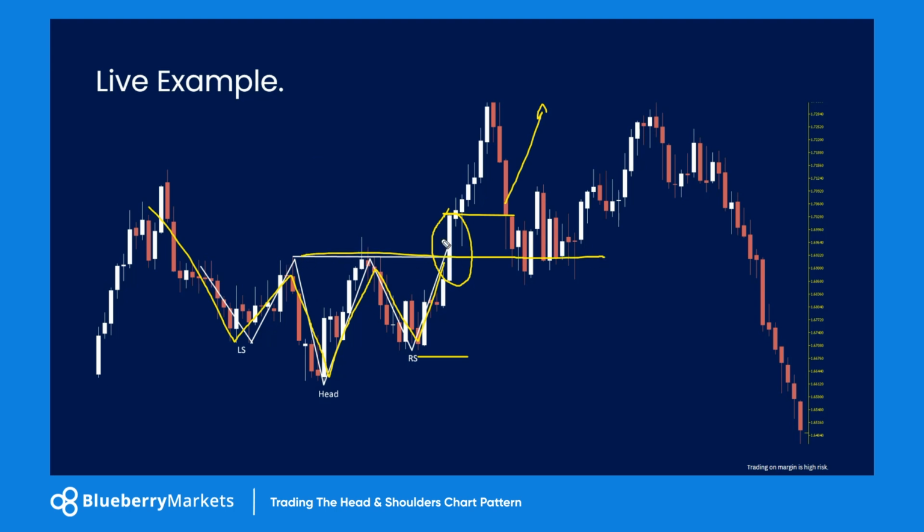Arguably the better one in this scenario would be waiting for price to come back to the neckline as support. Maybe you could look to buy with stop losses below here, targeting the previous highs there, and you've got an edge in terms of the risk reward ratio. So make sure that you've got a strong risk reward ratio when you're trading these types of patterns.